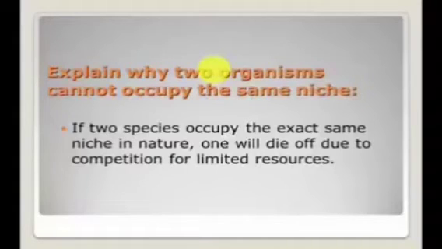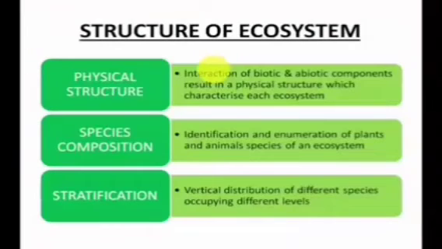The next we are doing briefly, as per the video, is the structure of an ecosystem. It is of 3 phases or 3 characteristics. We have the physical structure, and the physical structure refers to the interaction of biotic and abiotic components resulting into a physical structure which characterizes each ecosystem. The second is species composition.